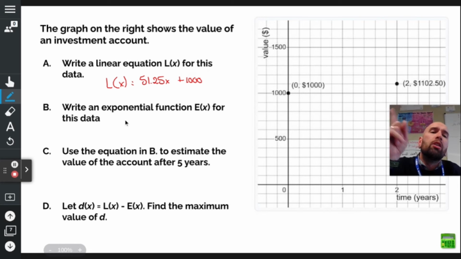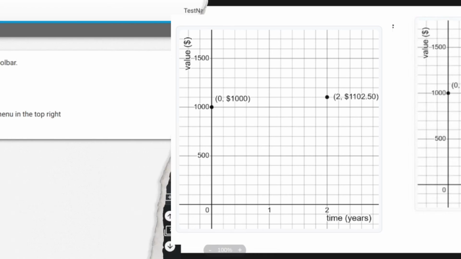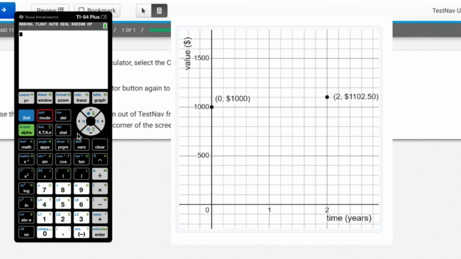Now what I'm going to do is use the same exact data, the same exact table that I typed into my calculator, and find the exponential function. I'm going to call that e of x. I already have my points in, so I'm just going to go straight to calc. I'm going to go to exponential regression, which I believe is 0. Yep. So exponential is 0.